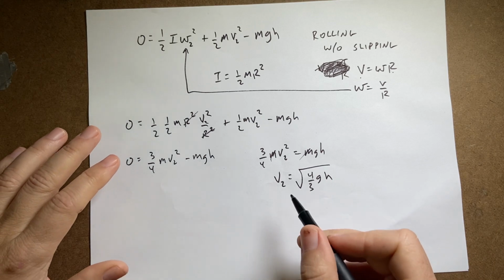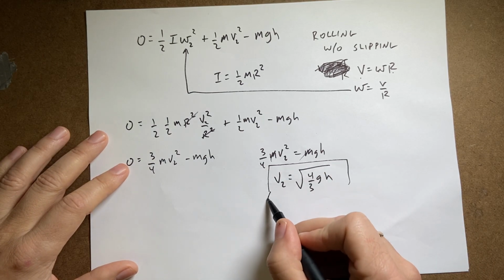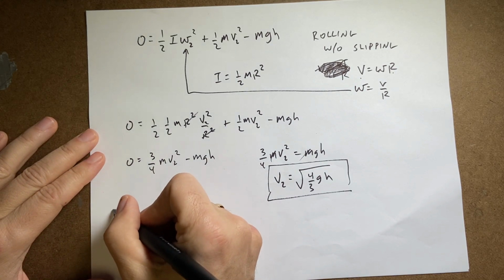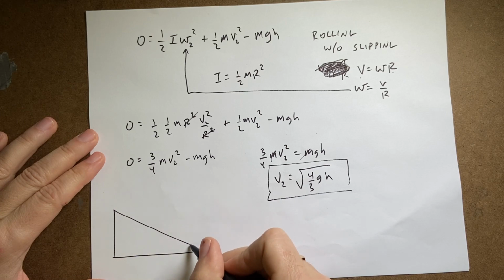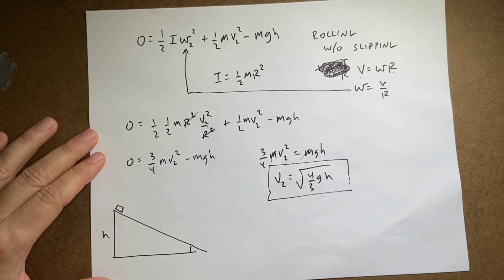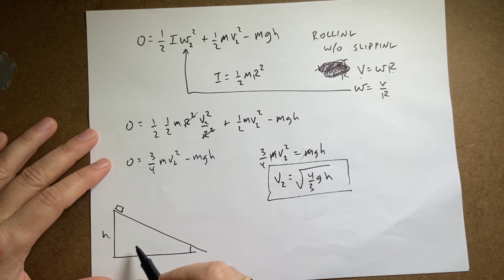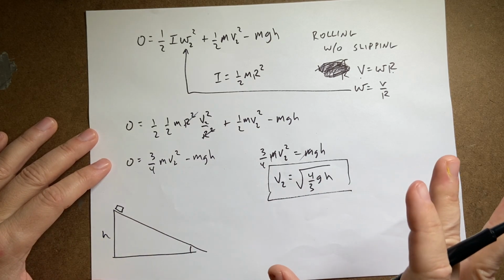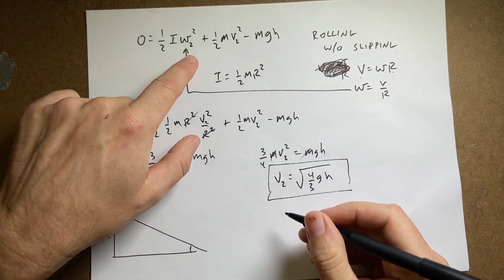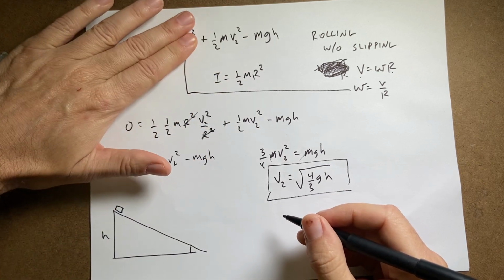Yeah, that's right. That's the final velocity at the bottom. Now, just as a quick comparison, what if I had the same situation, but now I have a frictionless block of ice? In that case, I could do the exact same problem. It just wouldn't have any rotational kinetic energy. So I could get down to the same thing up here without that term.